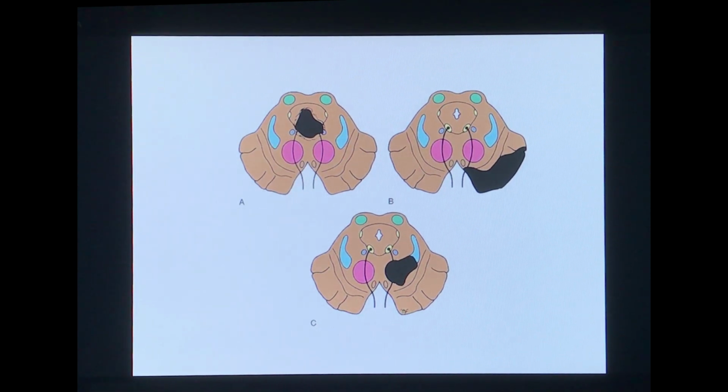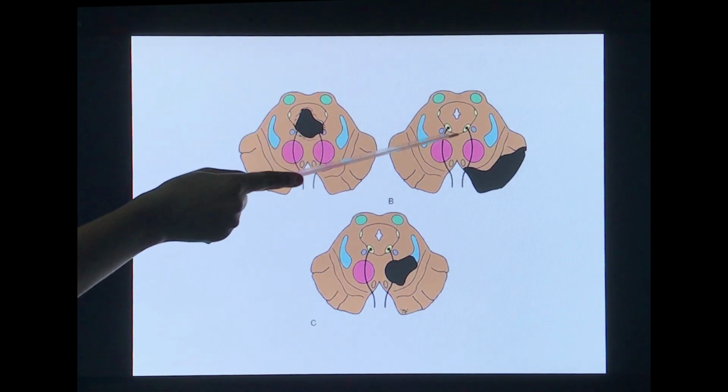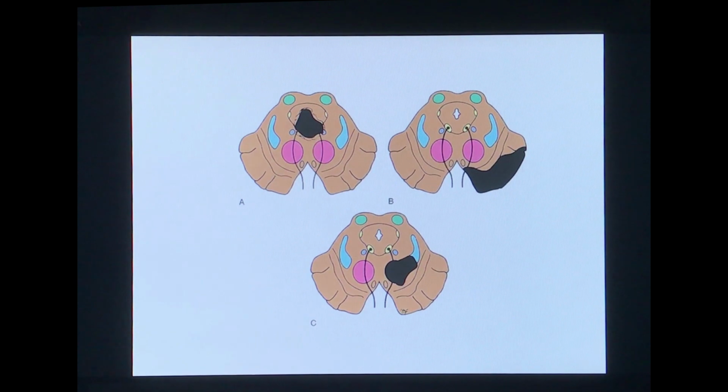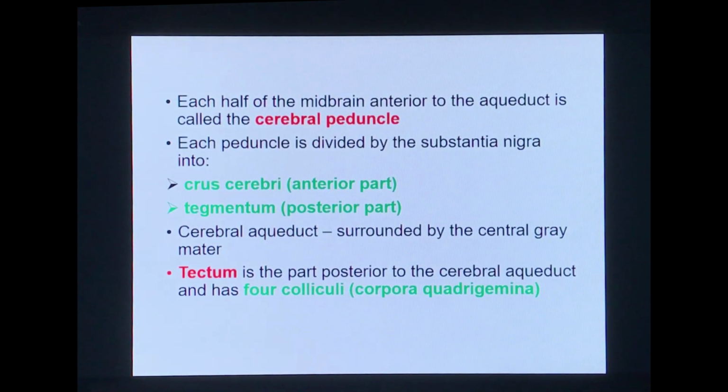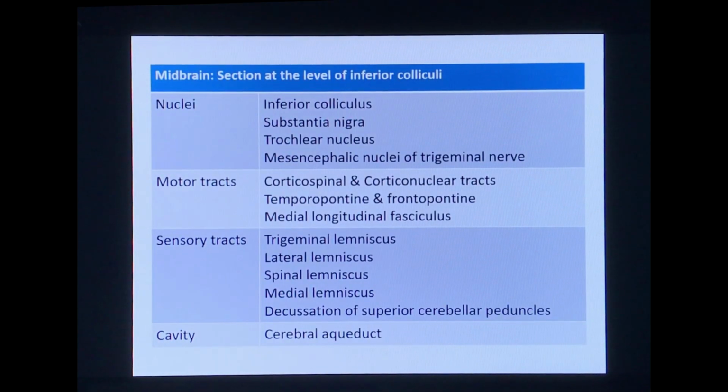So midbrain has 3 parts: tectum, tegmentum and crus cerebri. So tegmentum and crus cerebri is a part of cerebral peduncle. So first section at the level of inferior colliculi. So nuclei, definitely it has inferior colliculus located in the tectum part.